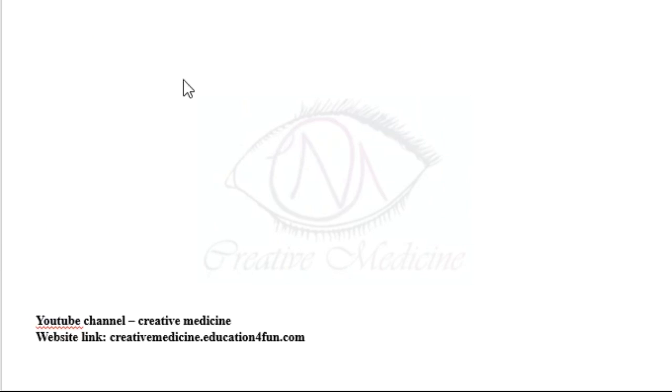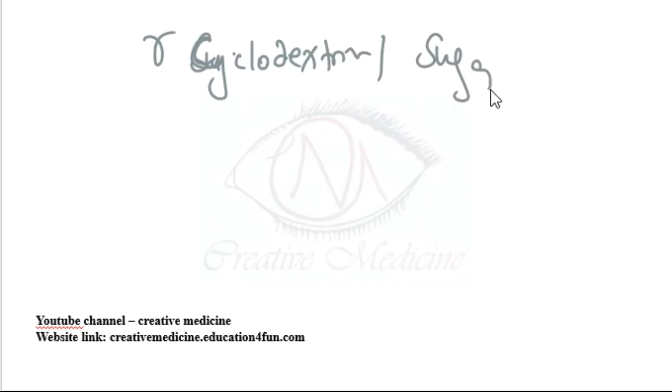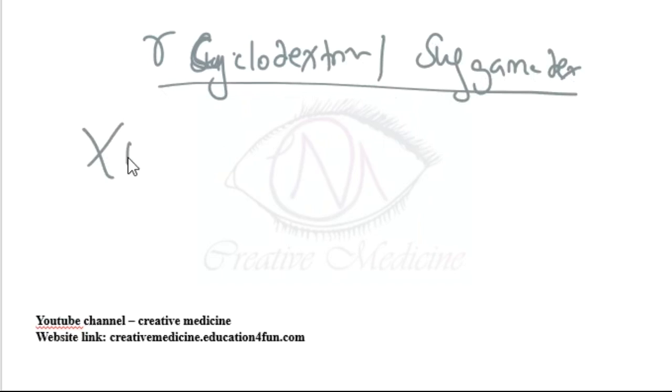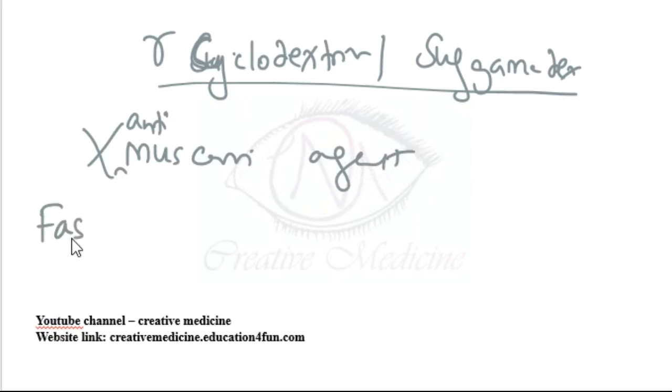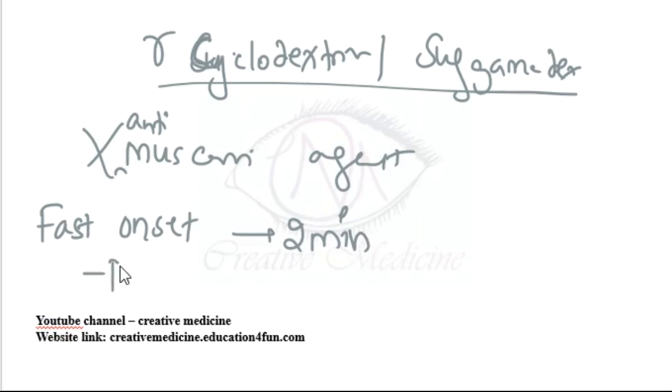Gamma cyclodextrins or sugammadex can be used for reversal of the block. Advantages of sugammadex: there is no need for anti-muscarinic agents while using sugammadex, and it has a faster onset of action. That is, action starts within 2 minutes and it produces a deeper block.